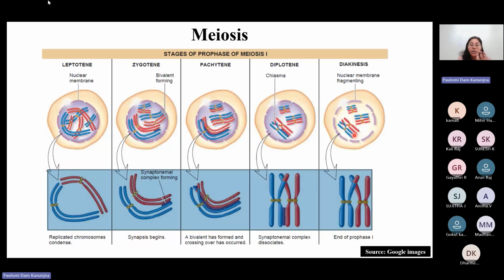Cohesin proteins are holding these chromatids together, right? Now, the first thing, remember, in this phase, you also have to do homologous recombination. So for recombination to take place, let me try to see if I can show you.